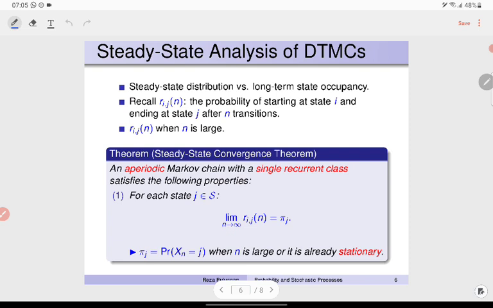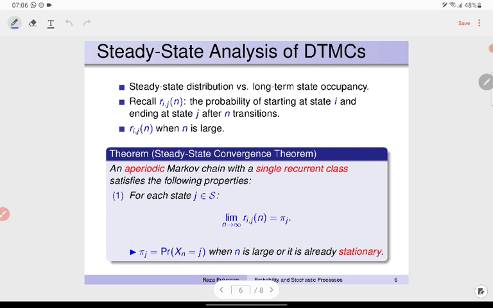Remember again r_ij(n), namely the probability of starting at state i and ending at state j after n transitions. Now, this long-term state occupancy or steady state distribution can be achieved by computing this r_ij(n) when n is large. Large means that it is approaching infinity. So we have this theorem, the steady state convergence theorem. But not every discrete time Markov chain has this steady state distribution or long-term state occupancy. We have this only for specific cases.